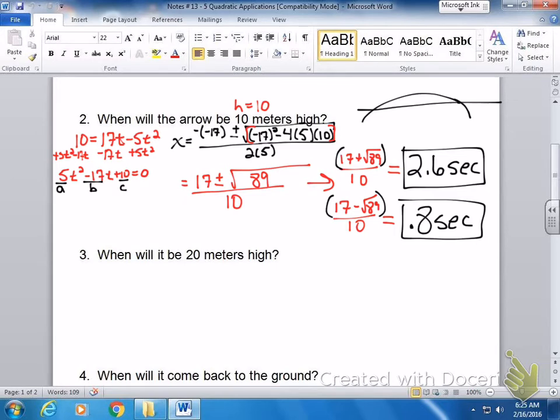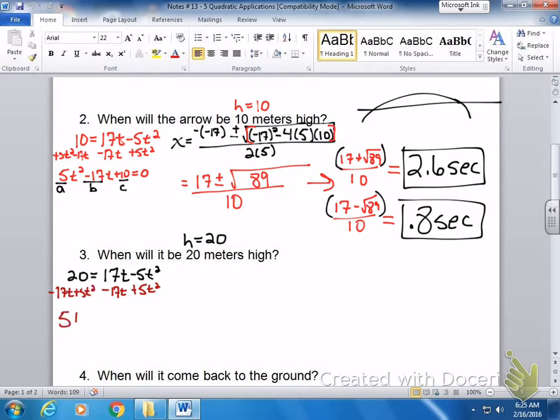Now number 3 is almost the exact same question. It says when will it be 20 meters high. The only difference is now our h is 20. So I'm going to plug that in for h. I have 20 equals 17t minus 5t squared. Now, just like on the last one, I have to get it in the right order. So again, I'm going to add 5t squared to both sides and subtract 17t. If you don't like doing that all at once, feel free to do it in 2 steps.